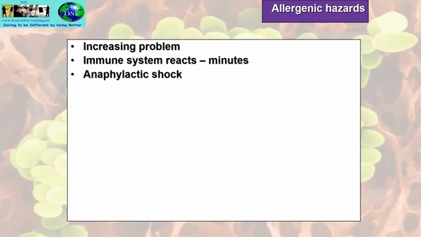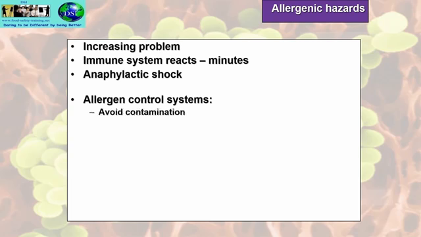Other allergic reactions to foods can just be a bit of a rash, perhaps a bit of numbing or itching around the lips, a bit of swelling within the lips as well. But the anaphylactic shock can happen where somebody does have a severe allergic reaction to food.